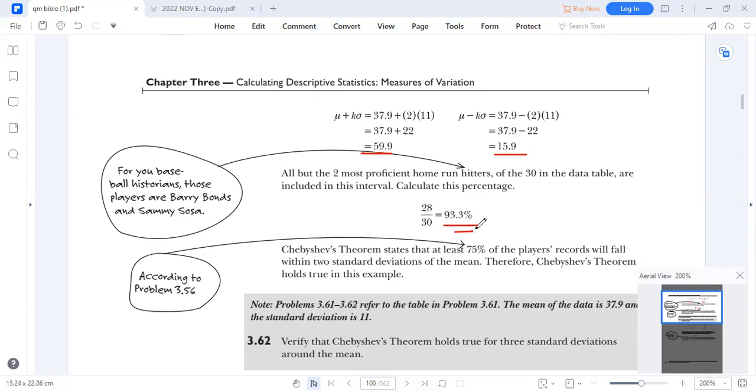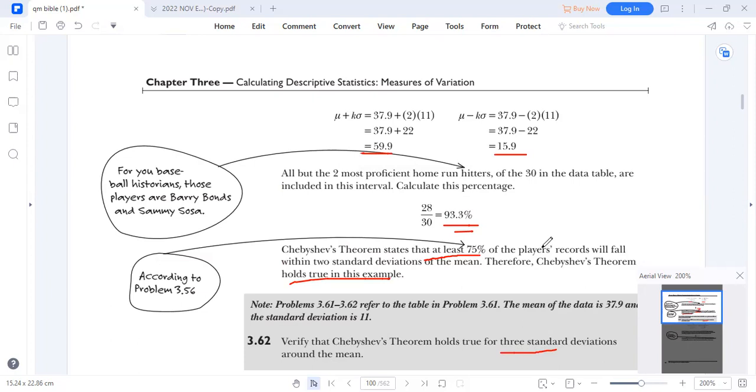So this one is acceptable because it is at least 75%. So the players will record, therefore, Chebychev is true for 2 standard deviations. How about for 3 standard deviations? Is Chebychev's rule true?